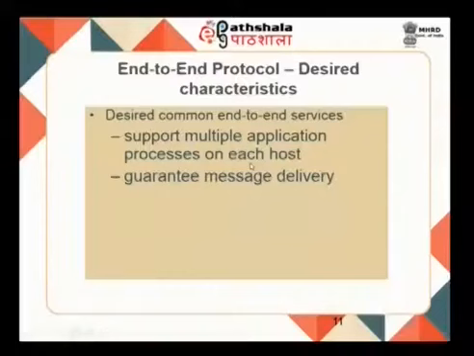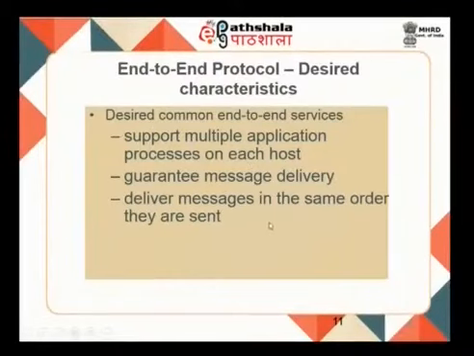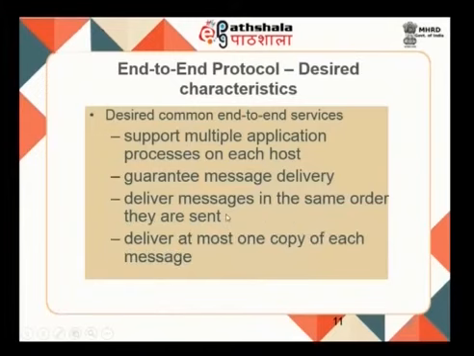So, in spite of all these, we want to provide a good end-to-end service, even though the network is unreliable. This is what we are trying to do. Now, in addition to that, other desired characteristics are that we should be able to support multiple application processes on each host, and guarantee message delivery if possible, and deliver messages in the same order that they are sent, and deliver at most one copy of each message, right. So, in spite of the problems that we have at the network layer, if we are able to provide all these characteristics, it will be a very ideal end-to-end protocol.